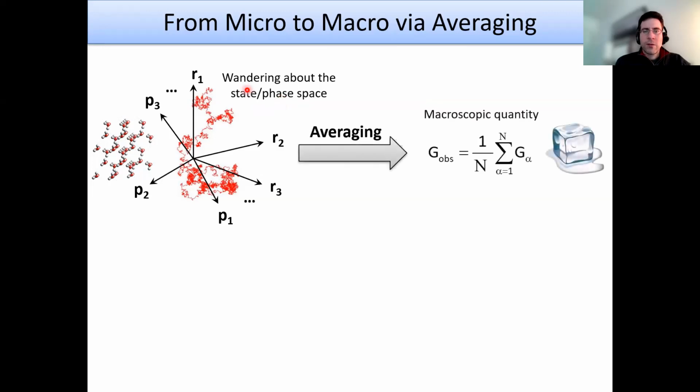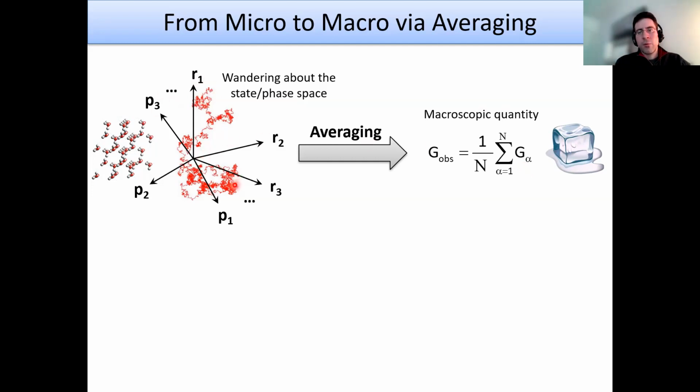Okay, so the point is that we want to do some averaging and find a macroscopic quantity as an average of instances, as an average of samples. So we are looking into this wandering.